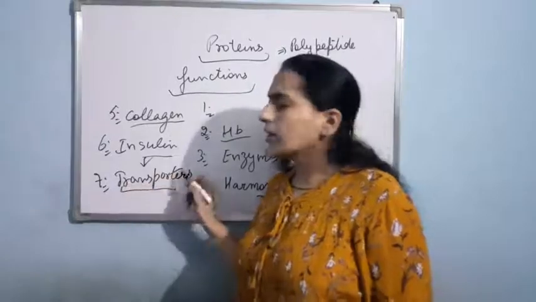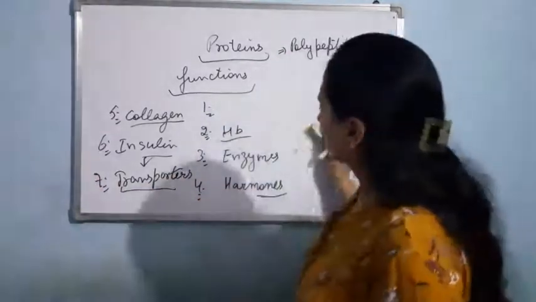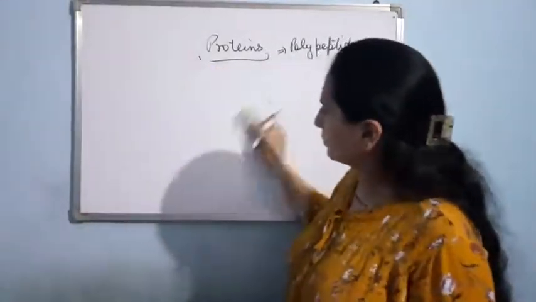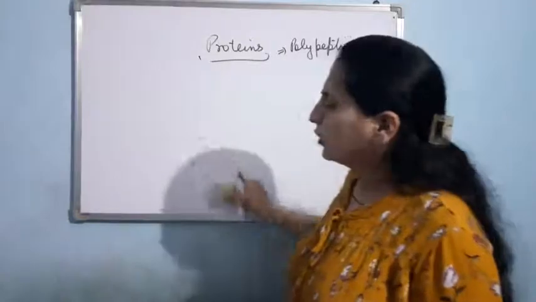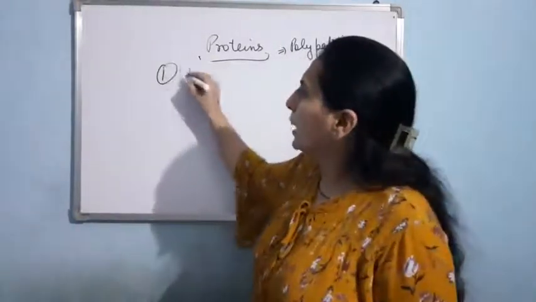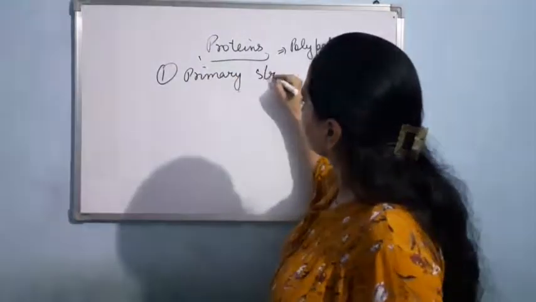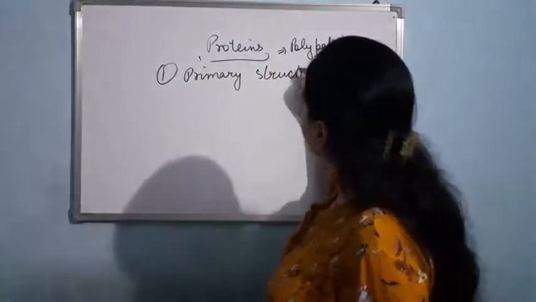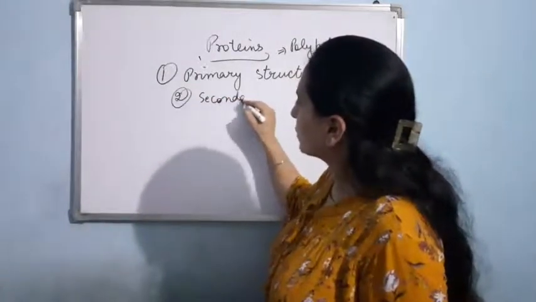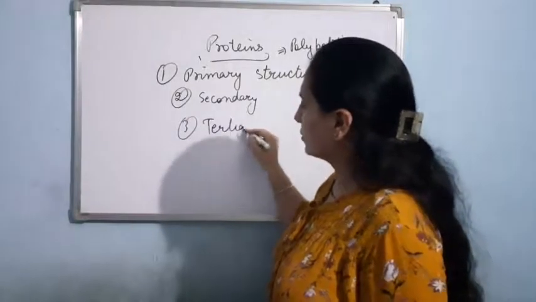Now let us talk about the structure of protein. We basically have four structures of protein: primary structure, secondary structure, tertiary structure, and quaternary structure. Clear?